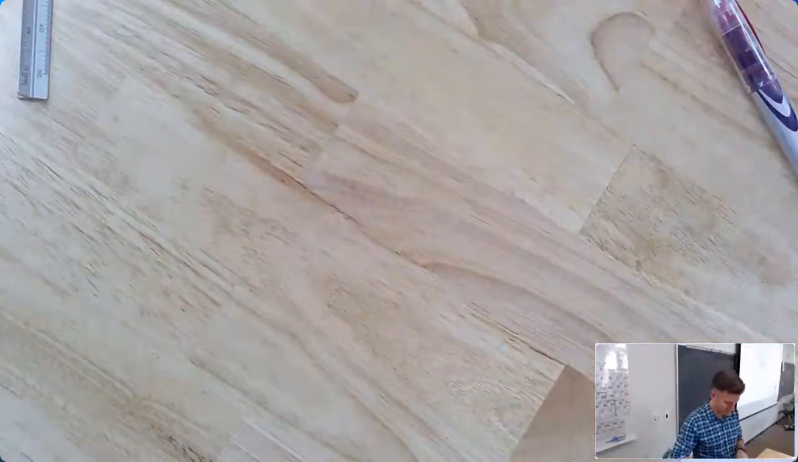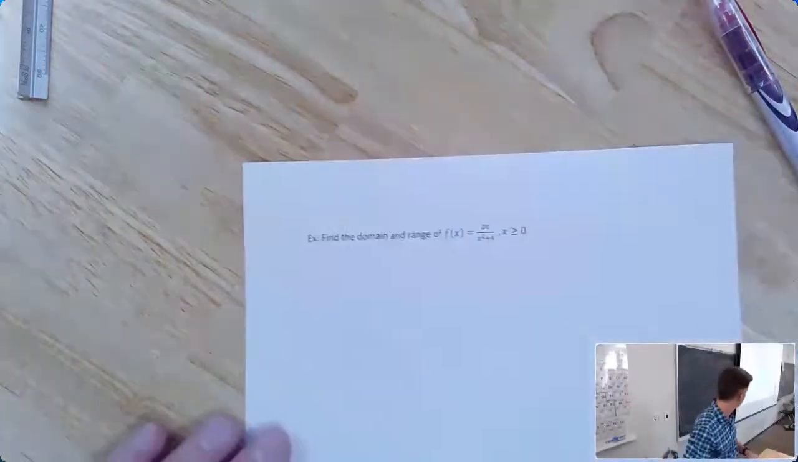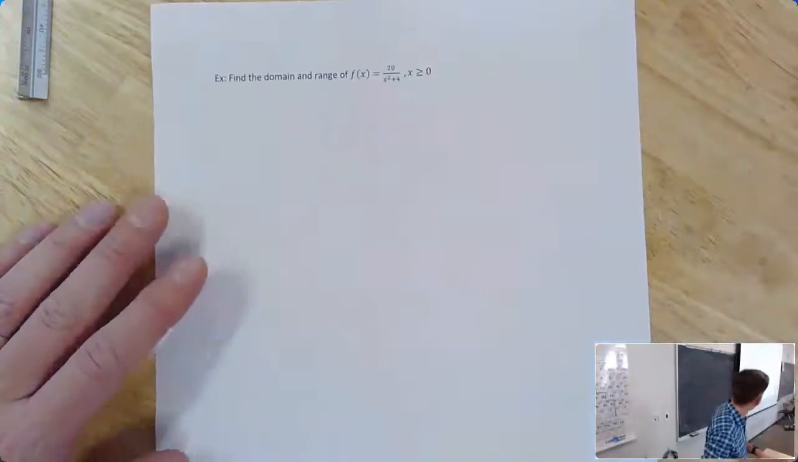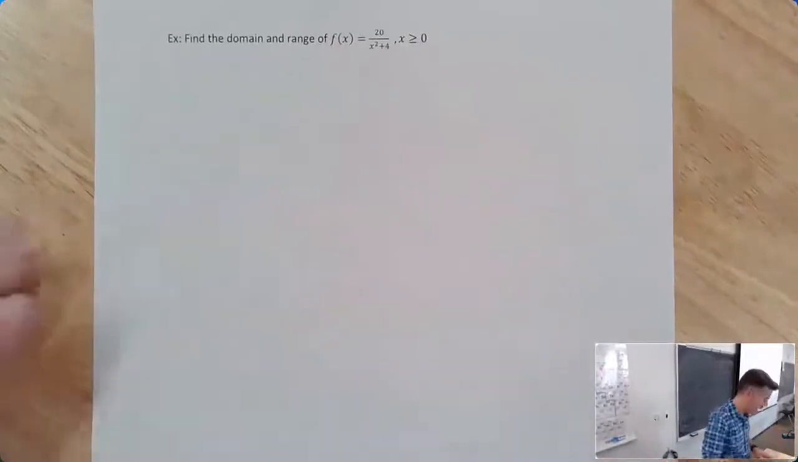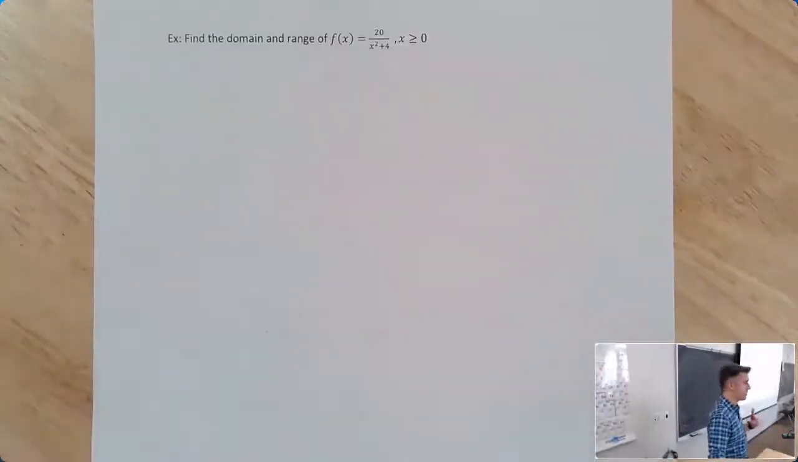The last page is a little bit weird, I feel like. But I want to do this one this way just to talk about it. So we're looking at the function f of x equal to 20 over x squared plus 4, and we are given that x is greater than or equal to 0.